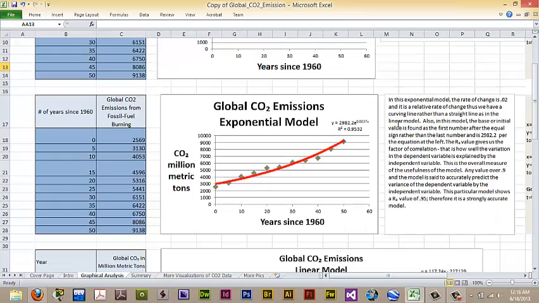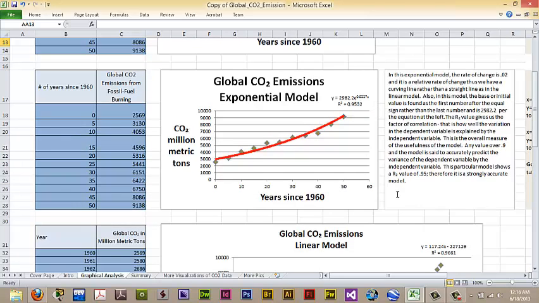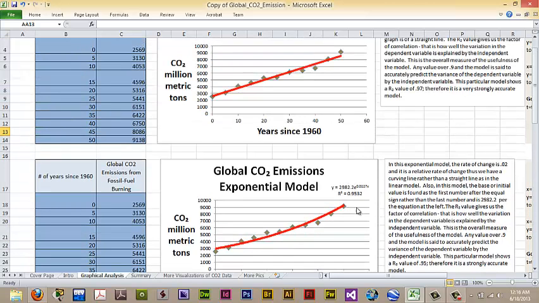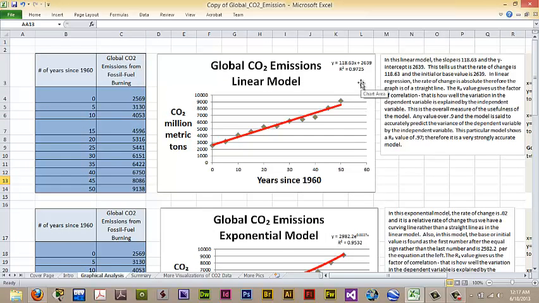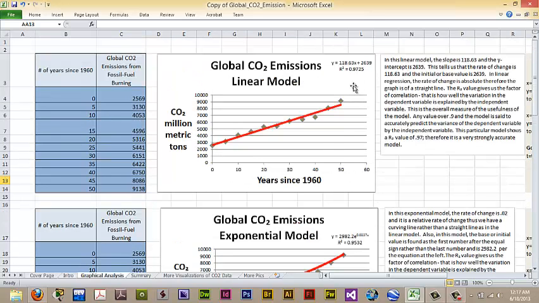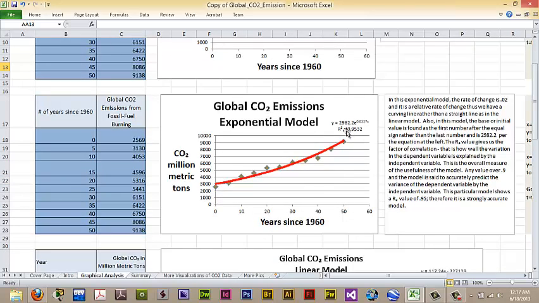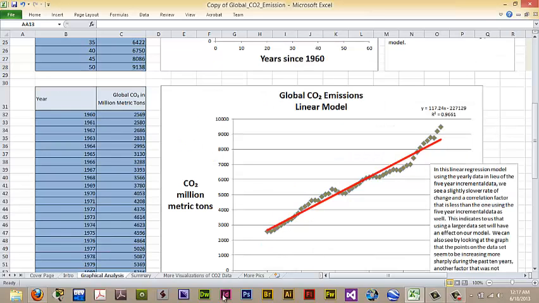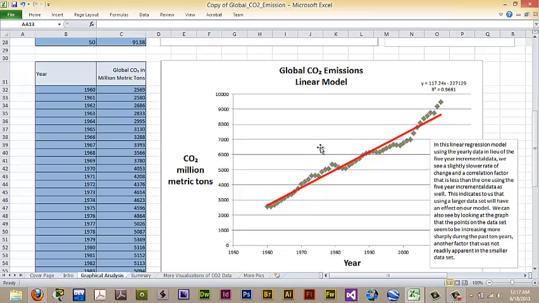Now we go on to our exponential model, and we see our calculations to get our rate of change, and our rate of change comes out to be 0.02. And we see this one is curving slightly. The R-squared factor is 0.95, so it's just a little bit less than the linear model. We find our initial value, our base value, at the beginning of the equation after the equal sign, rather than at the end as it is in the linear model. So here our initial value in 1960 would have been 2,982.2 metric tons.